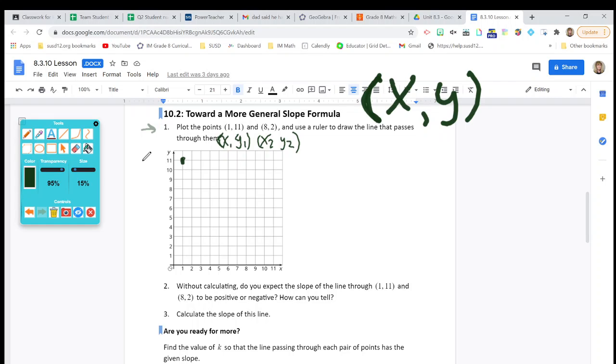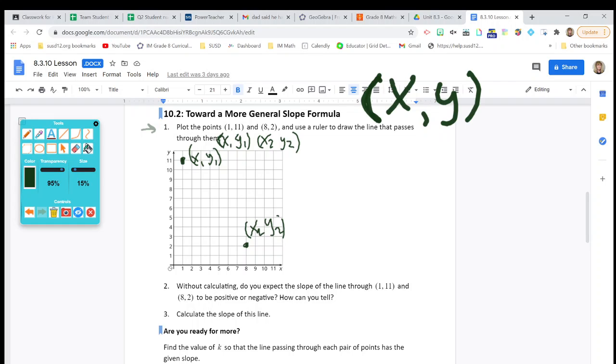x2 equals 8, and y2 equals 2. There's the next point on the graph. So over here we have x1, y1, and down here we have x2, y2. And those labels are going to help me a lot with what I want to teach you in this lesson.